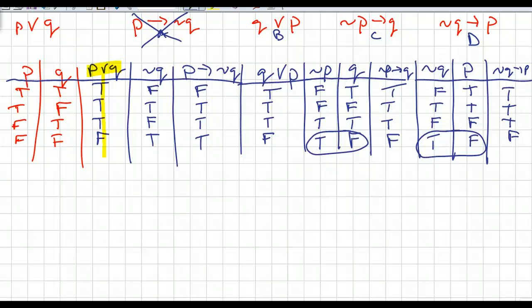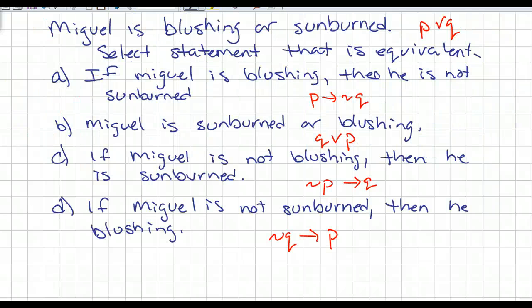Okay, so if I look back at my statements again from the page before, I'll come right back to this in a minute. If Miguel is blushing, then he is not sunburned. That's the only one that is not equivalent to the very first statement that we did.